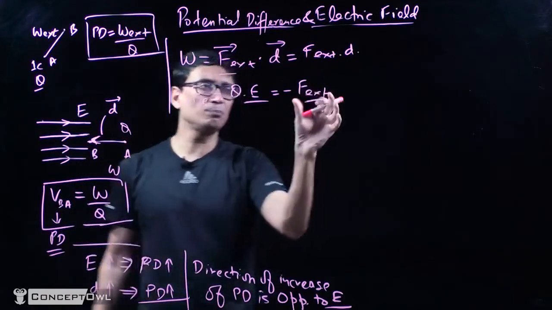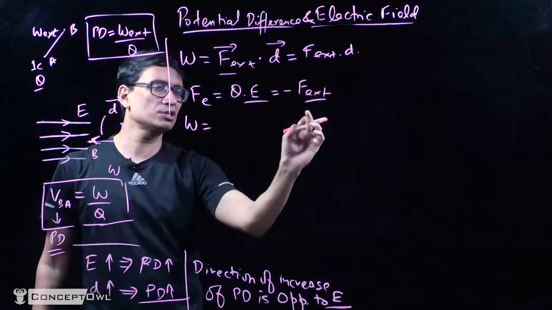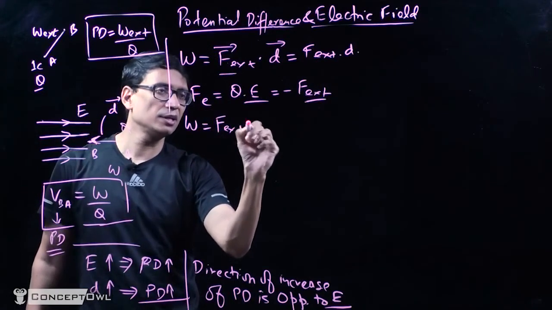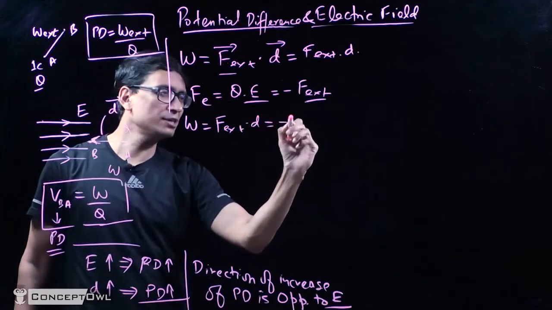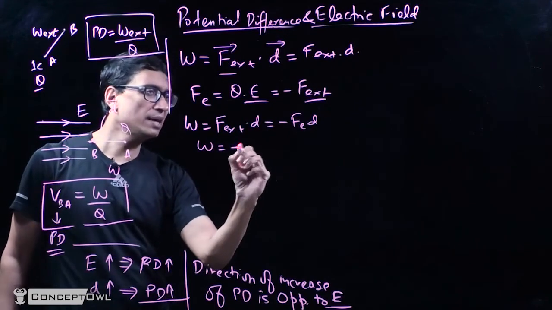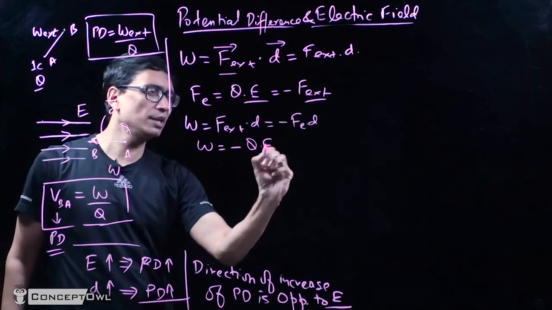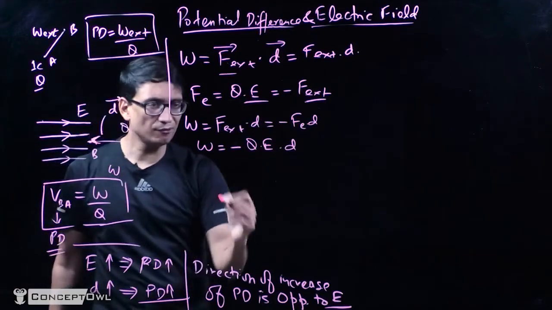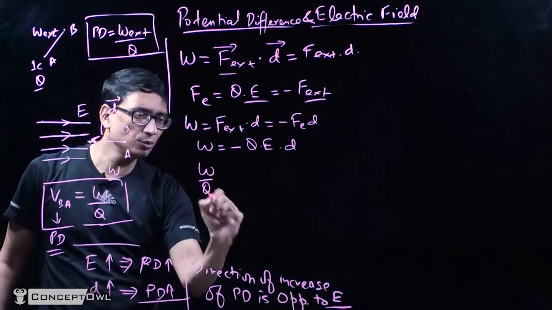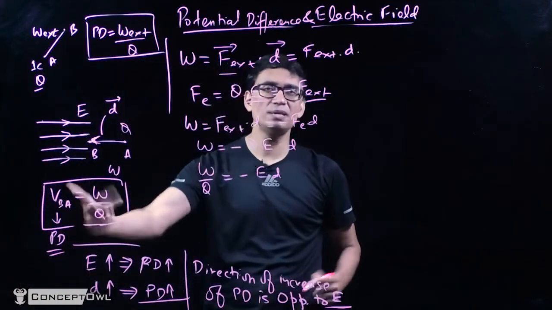So now I can put this value here and say that work done is nothing but F external into D, which is nothing but minus FE, so let me go step by step: F external into distance, which is minus of FE into distance, and therefore W is equal to minus, and what is FE? FE is nothing but Q into E. So it's going to be minus Q into electric field into distance. And therefore I can divide both sides by Q, so I'll get W by Q equal to minus ED, and what is W by Q? It's nothing but VBA.